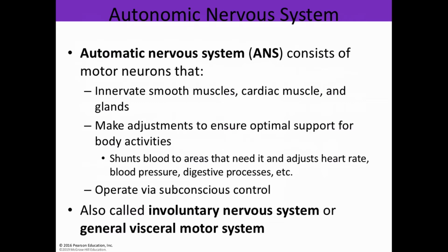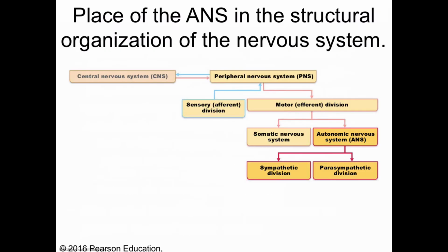So with this, we have two divisions. If you have pencil and paper, please prepare to write. They are the sympathetic division and the parasympathetic division of the autonomic nervous system. I say once more, if you have pencil and paper, prepare to write.